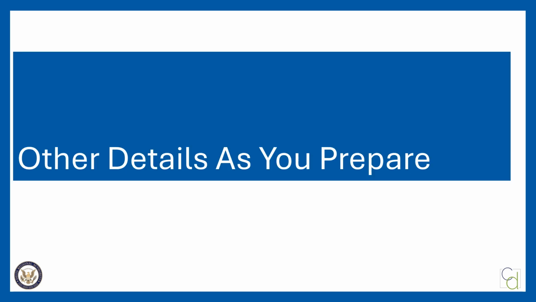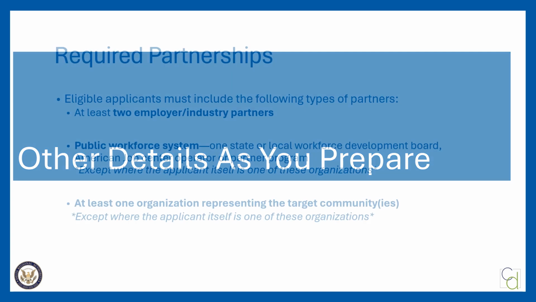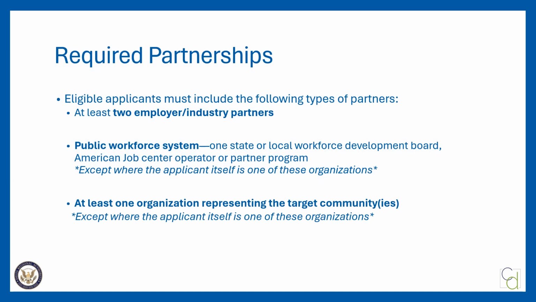Okay, before we wrap up, there are a few other details we want to make sure are on top of your thoughts as you consider putting together your application. The first is required partnerships. Eligible applicants must include partnerships with 3 types of partners. The first is at least 2 employer industry partners.